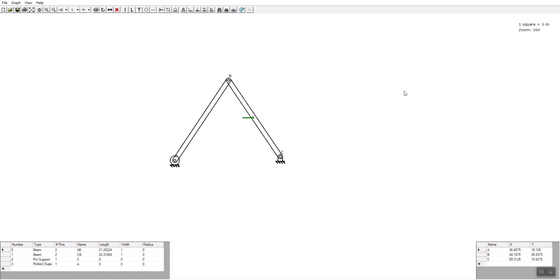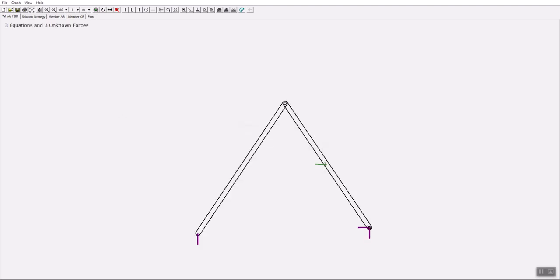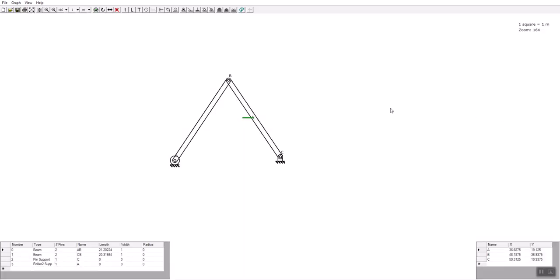And now we want to solve this structure, and before that I have to draw free body diagrams. So to draw free body diagrams, I use this tool. As you can see, it says exploded view, solve free body diagrams. Let's see what happens if I look at the exploded view. I immediately get a message that says this structure is not statically stable. So let's go back to this structure again, and let's see why that is the case.